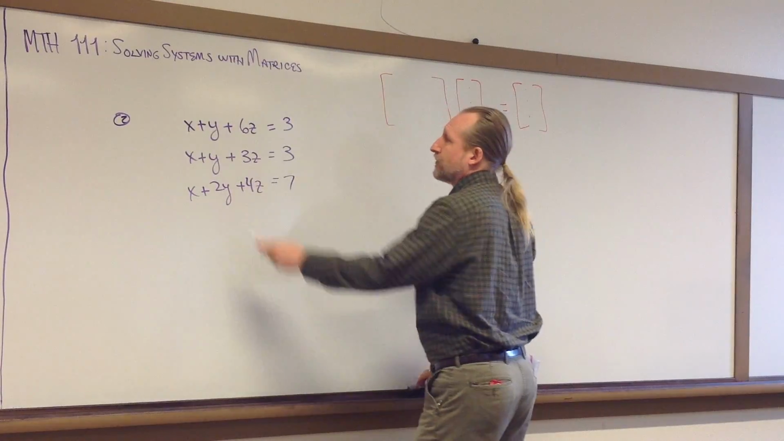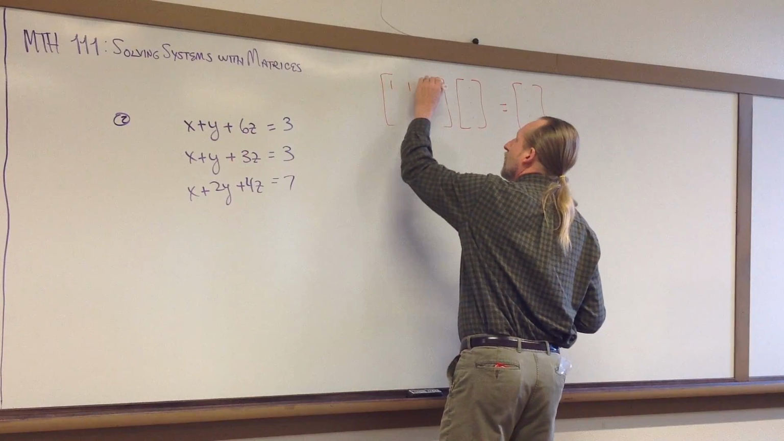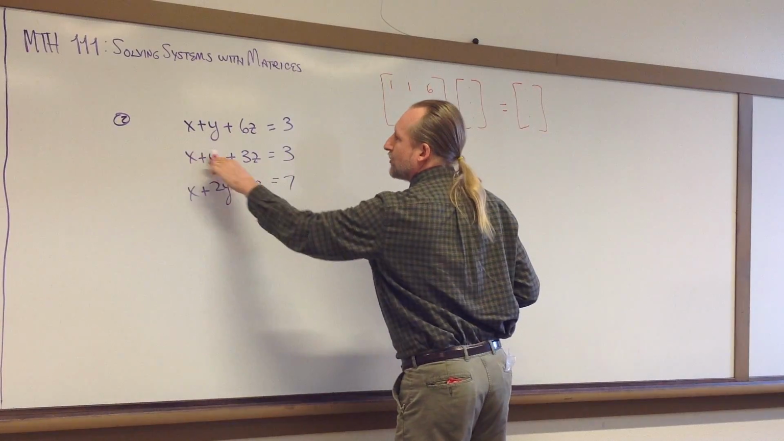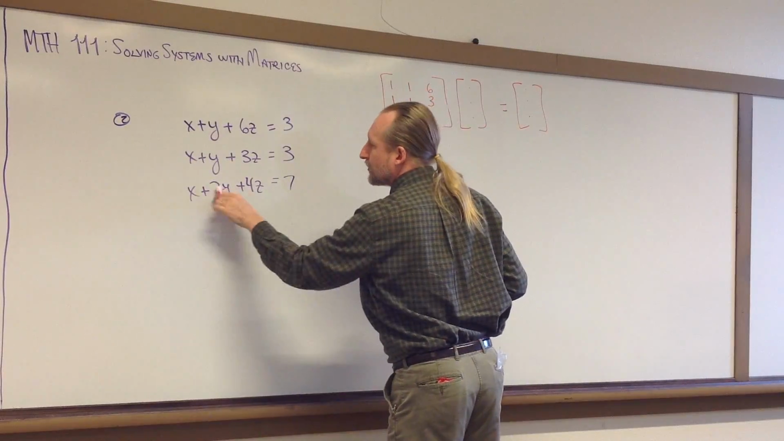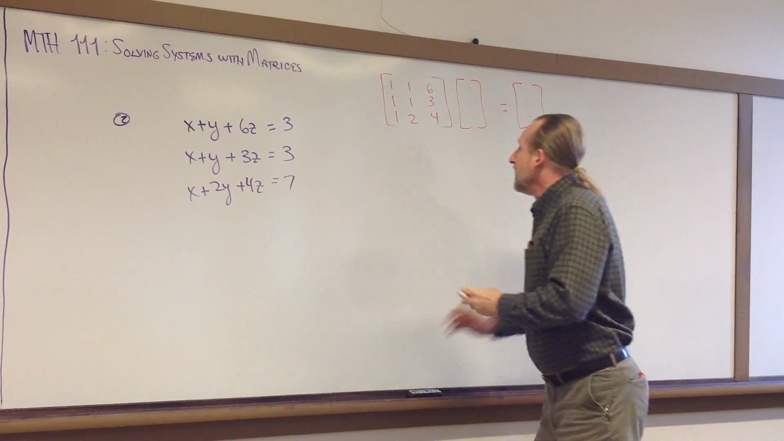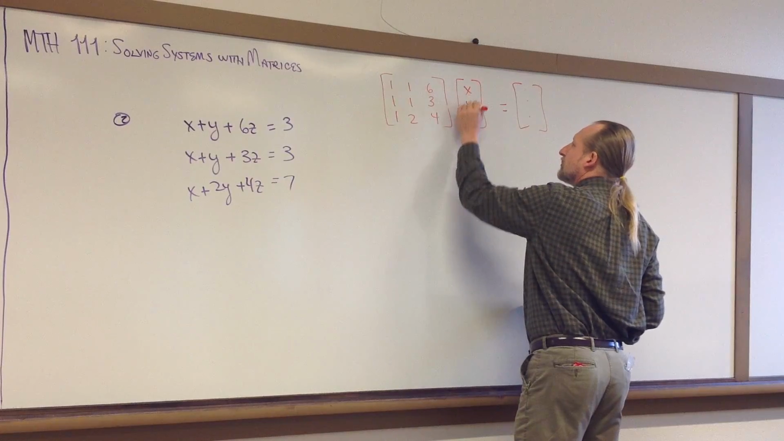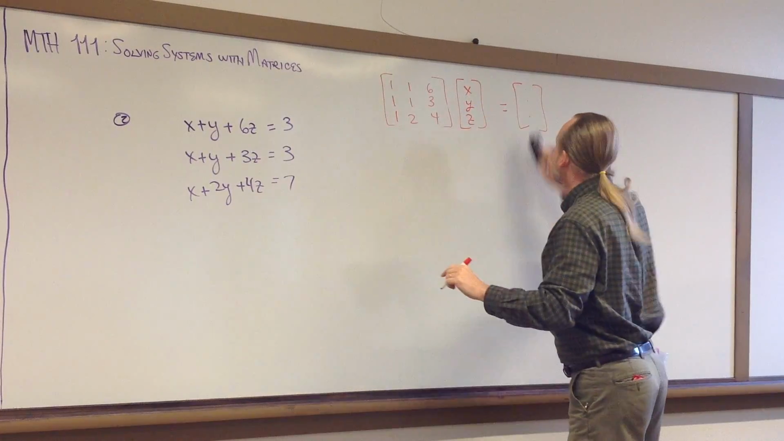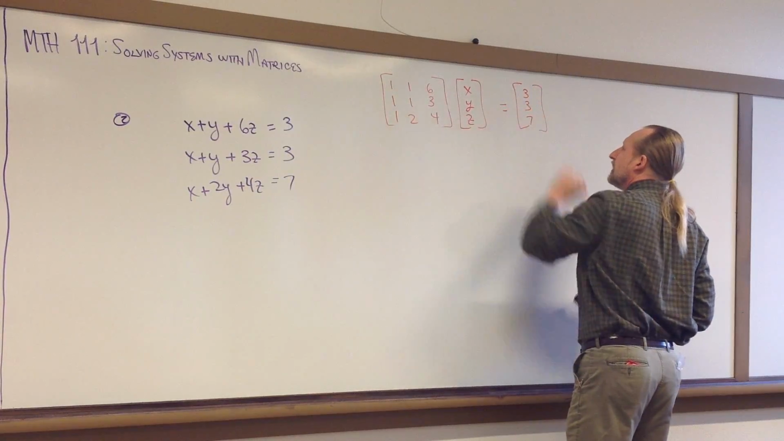So, in the first equation we've got 1, 1, and 6. And in the second equation 1, 1, and 3. And in the third equation 1, 2, and 4. Okay? Now this matrix simply represents the variables, x, y, and z. And over here we have the answer matrix 3, 3, 7.